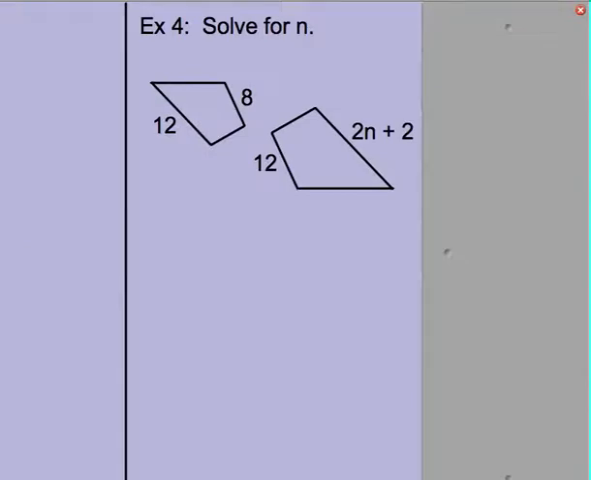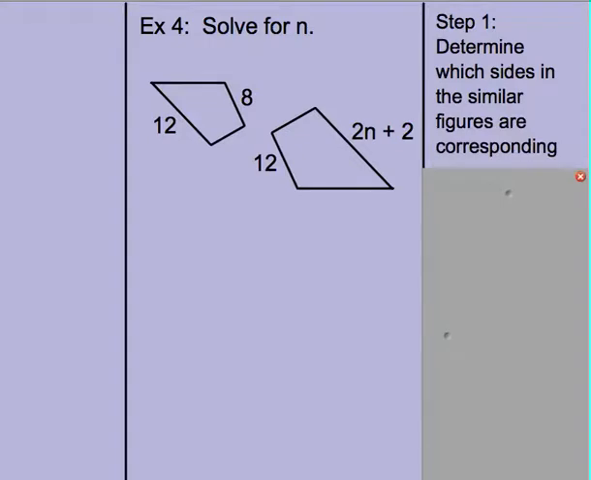All right, one more for some extra practice. Same thing, determine which sides are corresponding. So looking at my first figure, I have 8 is the shorter of the two sides that I know. Looking at my second figure, 12 is the shorter of the two sides. I hope you guys can see that my quadrilaterals were just flipped.